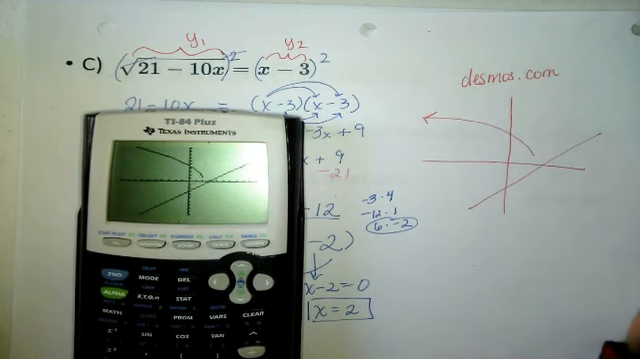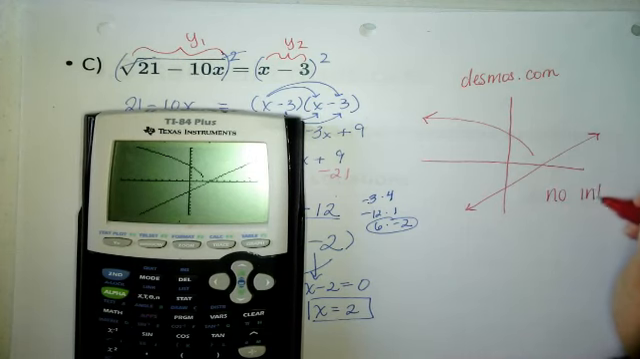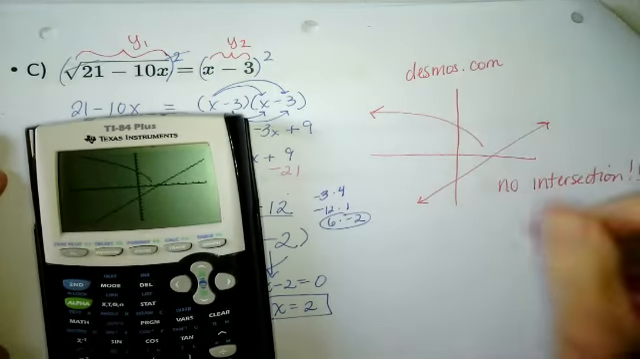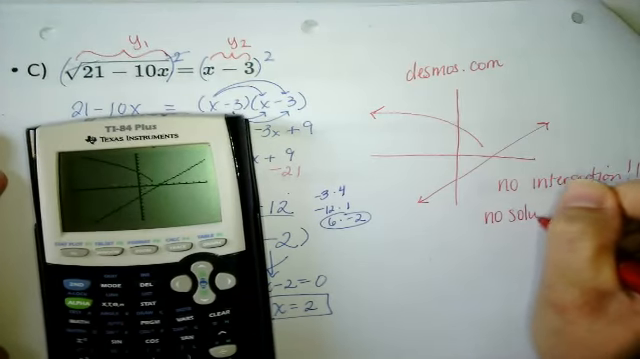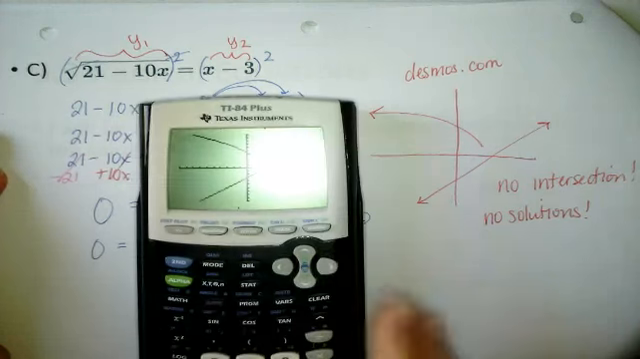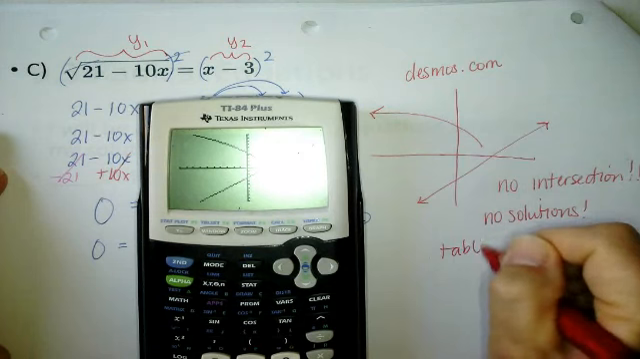What do they have in common? No intersection. They don't intersect, which means there are no solutions, no points in common. Well, let's double check the table. Let's look at the table.